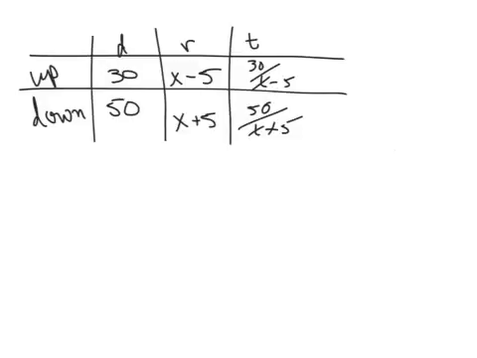Alright, so at this point, what do I know? I know that it says a boat travels 30 miles up a river in the same amount of time. So that means that the amount of time it takes to go up the river is the same amount of time it takes to go down the river, only we get to go further down the river because we're going faster. So my times are equal to each other, aren't they?